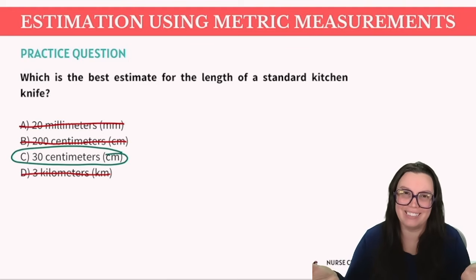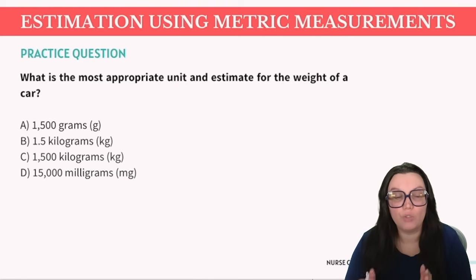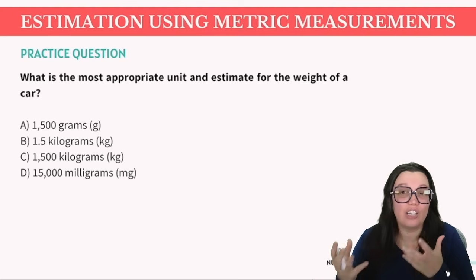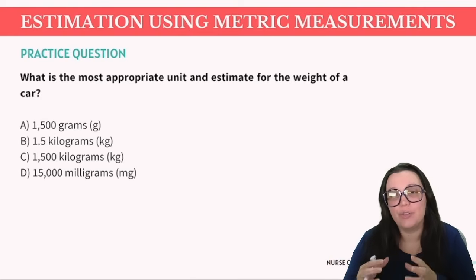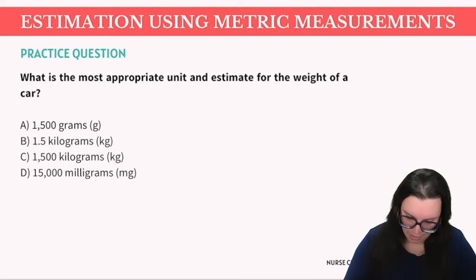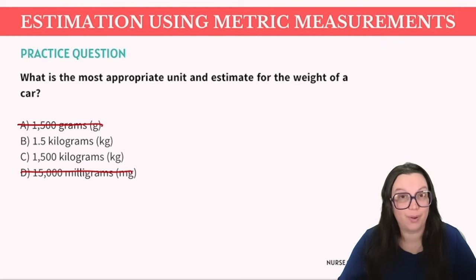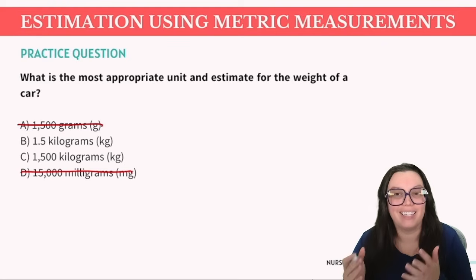Our next question is, what is the most appropriate unit and estimate for the weight of a car? Is it A, 1,500 grams, B, 1.5 kilograms, C, 1,500 kilograms, or D, 15,000 milligrams? So in order to answer this question, we have to know that cars are significantly heavier than small objects measured in grams and milligrams. So we can automatically eliminate anything that has grams or milligrams from our question. So now we're just left with kilograms.